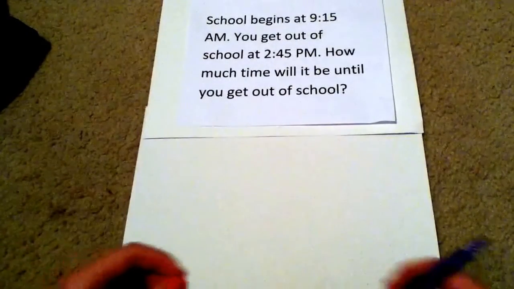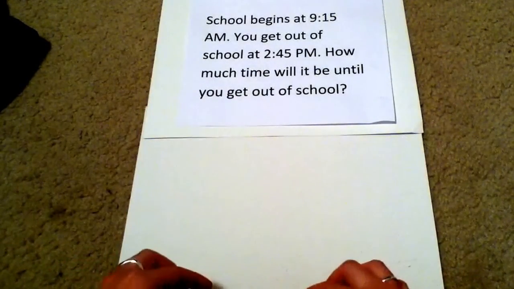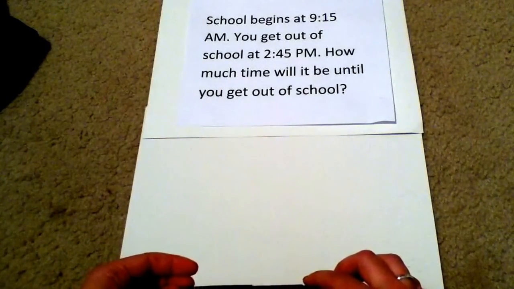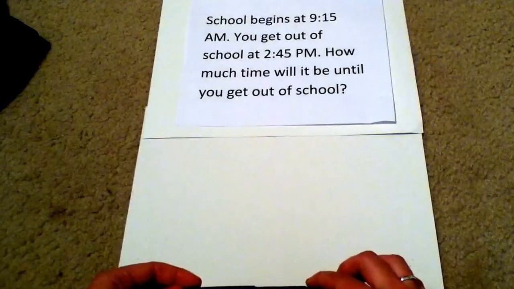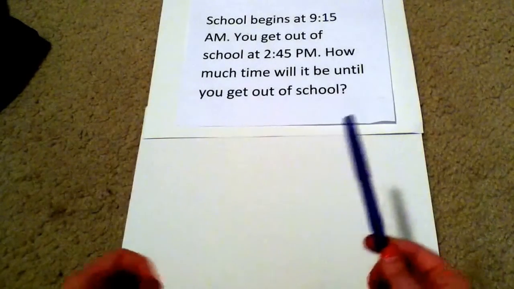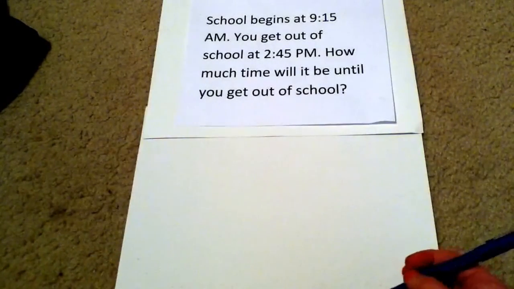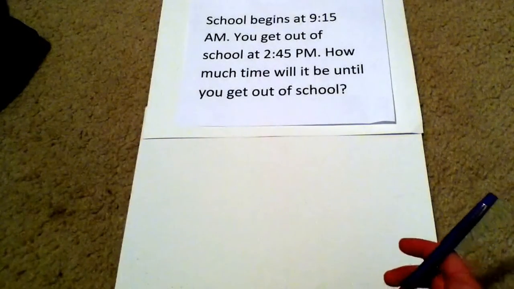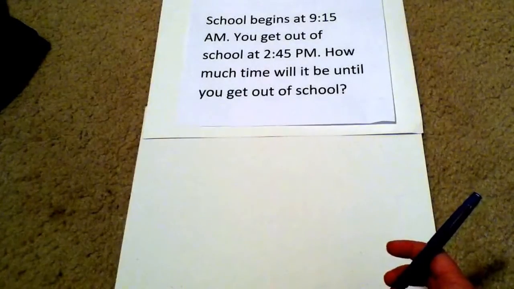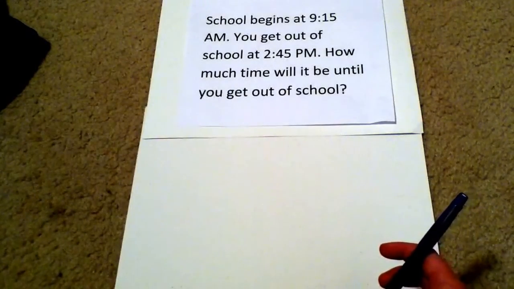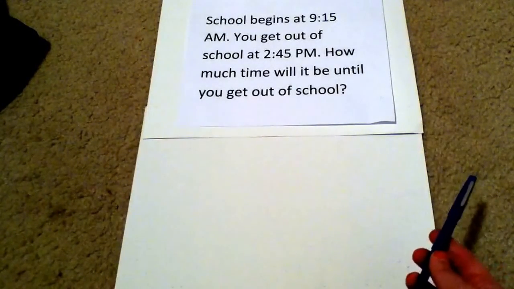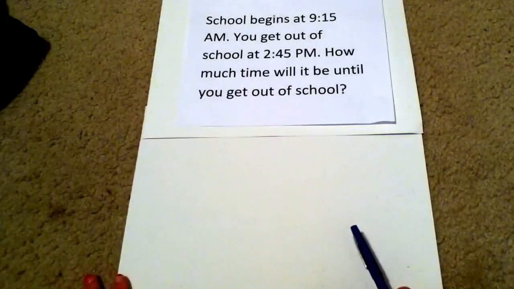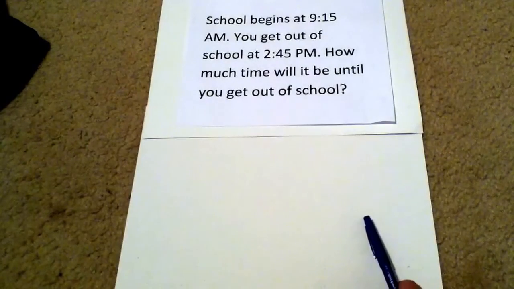A useful approach for solving elapsed time problems is timelines. This is very similar to adding and subtracting on a number line. This approach can provide y'all with a visual representation of time. Our problem asks, school begins at 9:15 a.m. You get out of school at 2:45 p.m. How much time will it be until you get out of school? In this problem, we are given a start time and an end time. We are asked to find the elapsed time. To solve this problem, we need to find the duration of time from the start time to the end time. This amount of time will give us the unknown elapsed time.